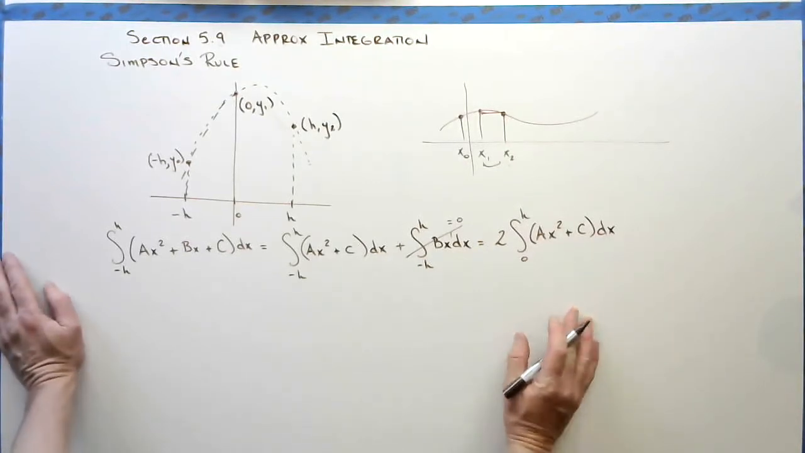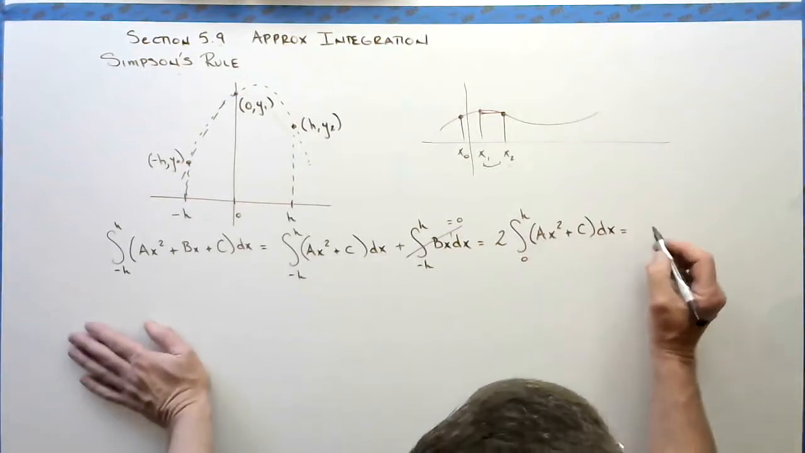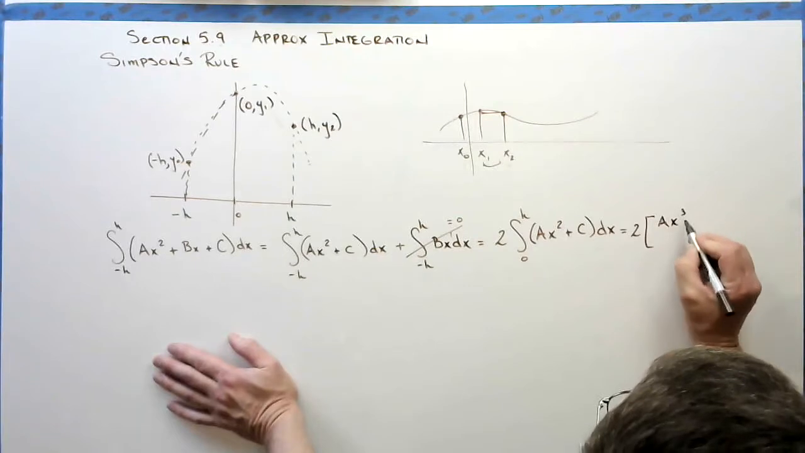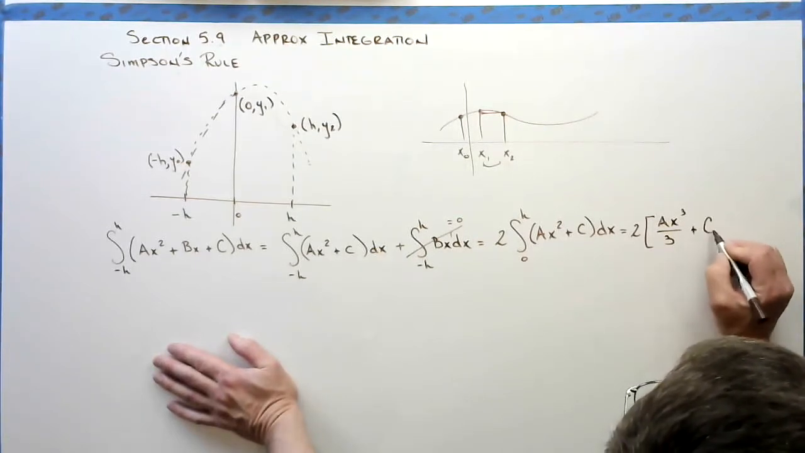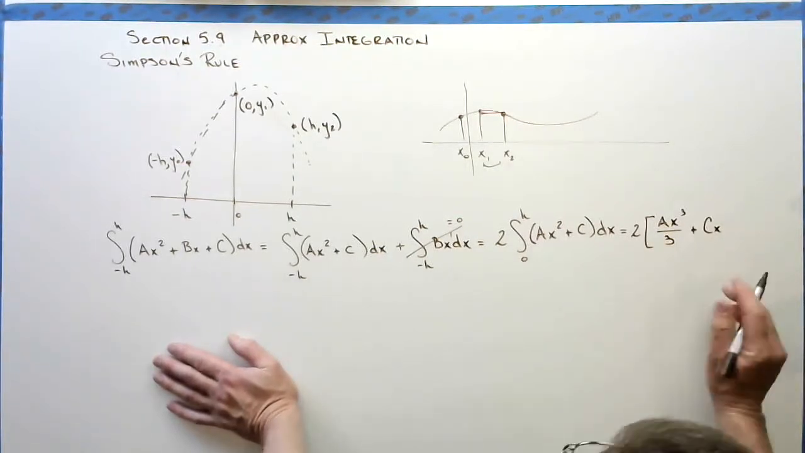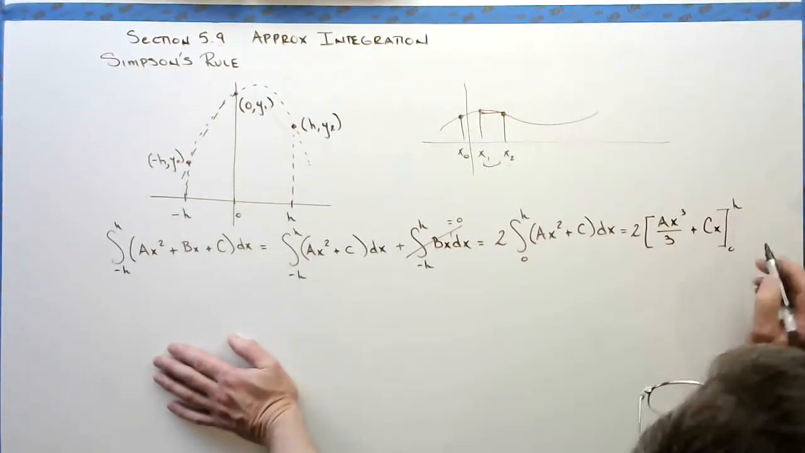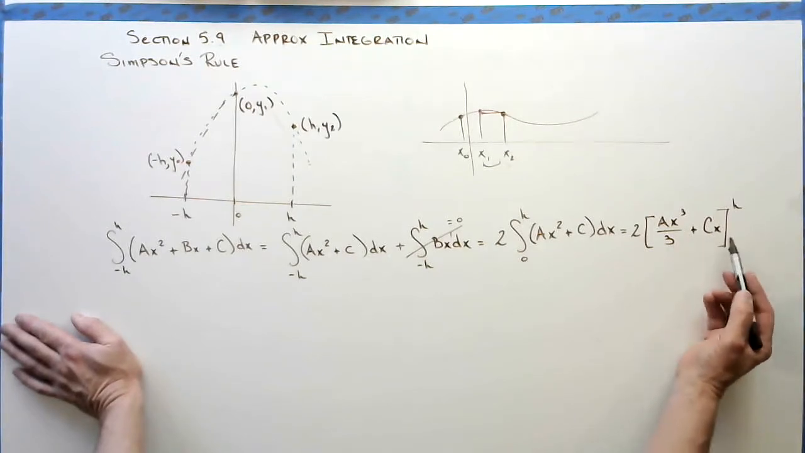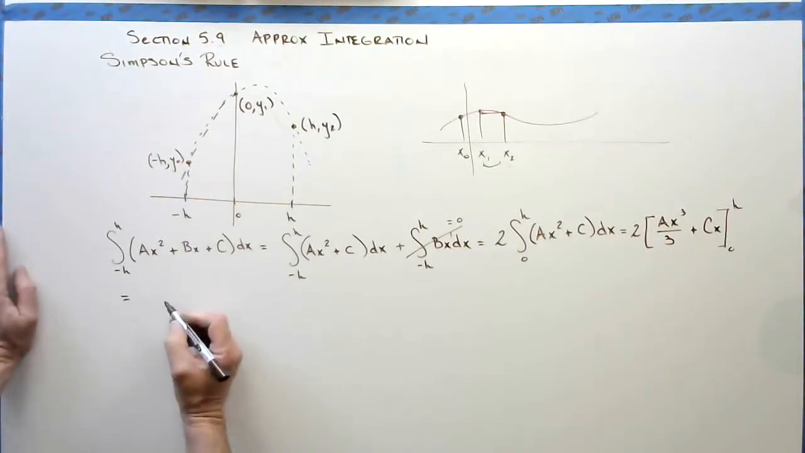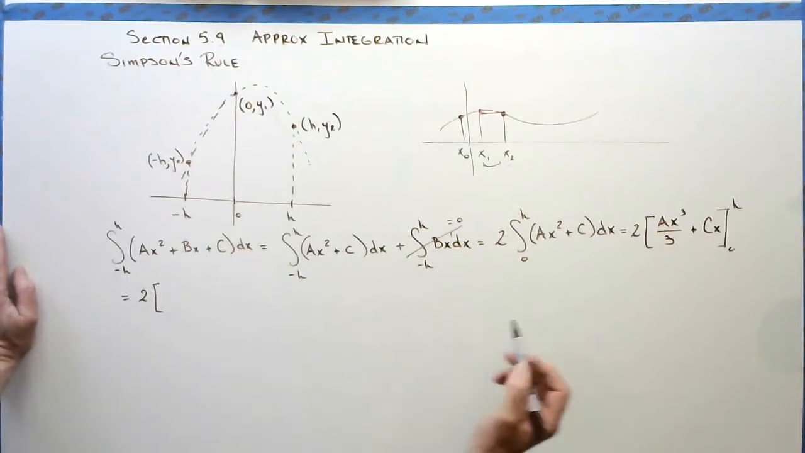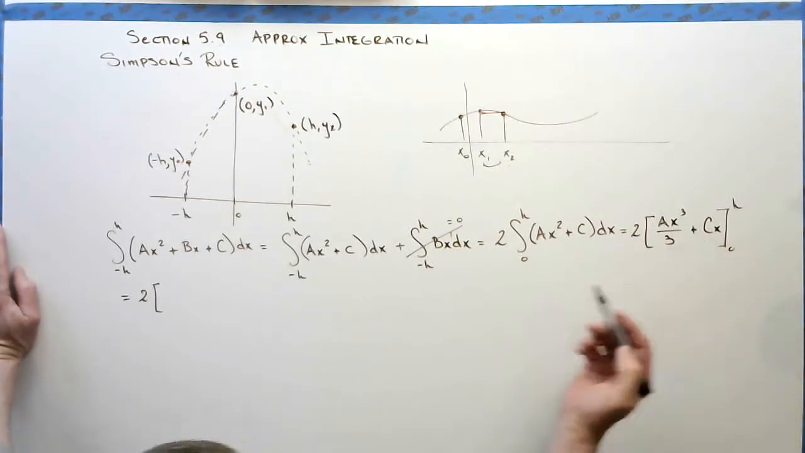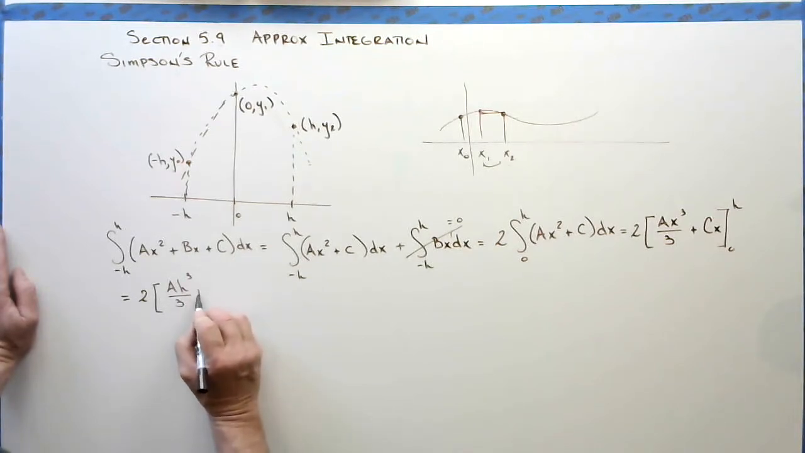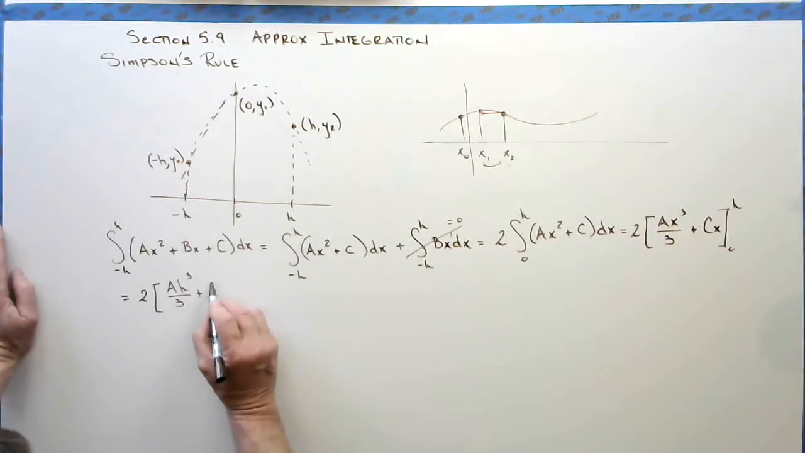Now, if we integrate that, right, if we do that integral, we know what that's going to be. We integrate this. This is going to be 2 times, and we're going to have ax cubed over 3 plus cx. And we're going to evaluate that between 0 and h. Well, if we plug 0 in for x, or 0 in for x cubed, we're going to get 0. So this is going to simplify to, when we get all done, 2 times a h cubed over 3 plus, and this is going to be c times h.